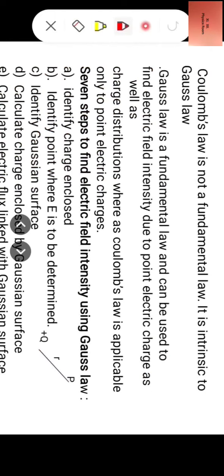Now, Coulomb's law is not a fundamental law, it is intrinsic to Gauss law.